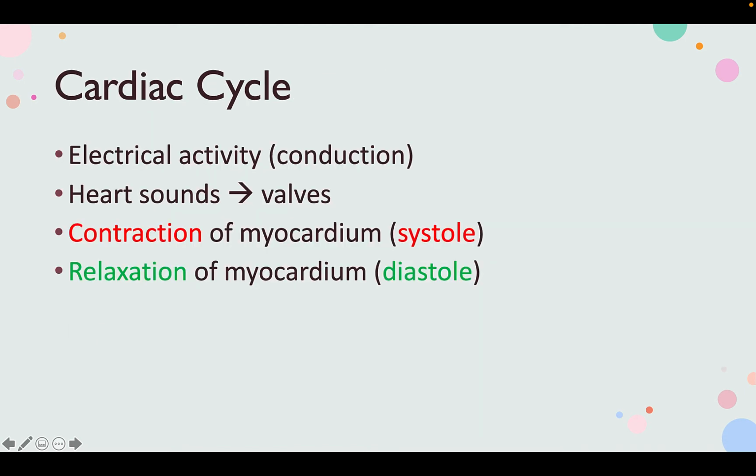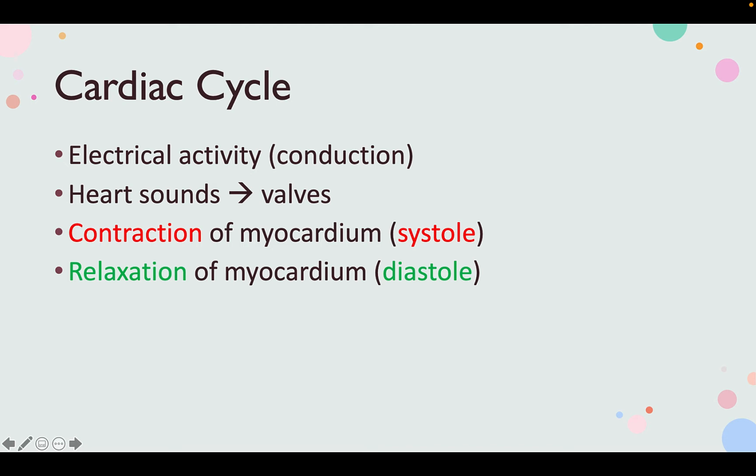So now that we understand the anatomy of the heart and the flow of blood, we can talk about what's going on with the heart physiologically. So it's made up of a couple different things. It has electrical activity or conduction that governs how it pumps. It has heart sounds. These are the valves. We'll break that down. Contractions of the myocardium, of the cardiac muscle cells.